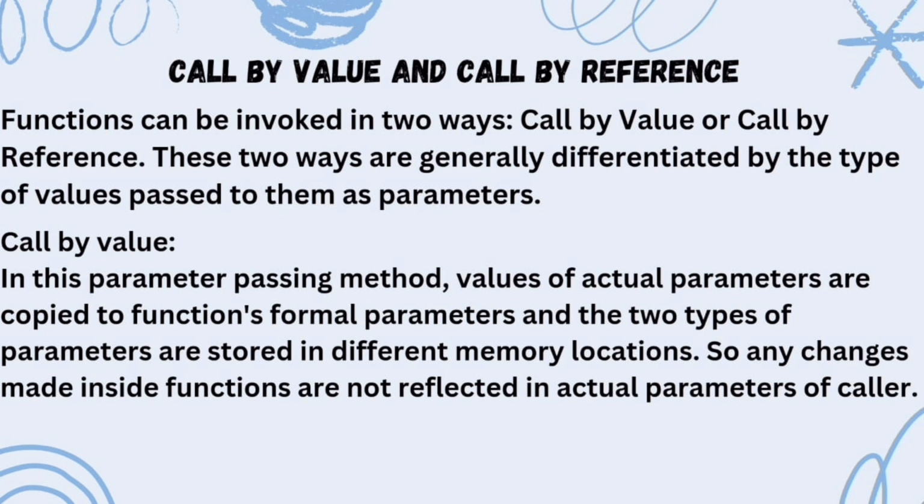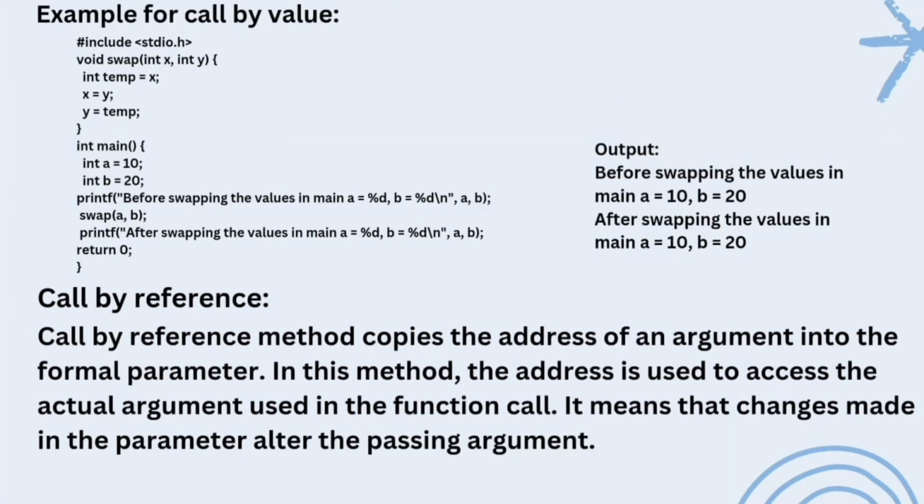So the parameters passed to the functions are called actual parameters, whereas the parameters received by the function are called formal parameters. Here's an example code for call by value. In this example, the swap function takes two arguments x and y. These arguments are passed by value, which means that the function receives a copy of the value of x and y. The function then swaps the values of the copies, but this does not affect the value of the original variables x and y.